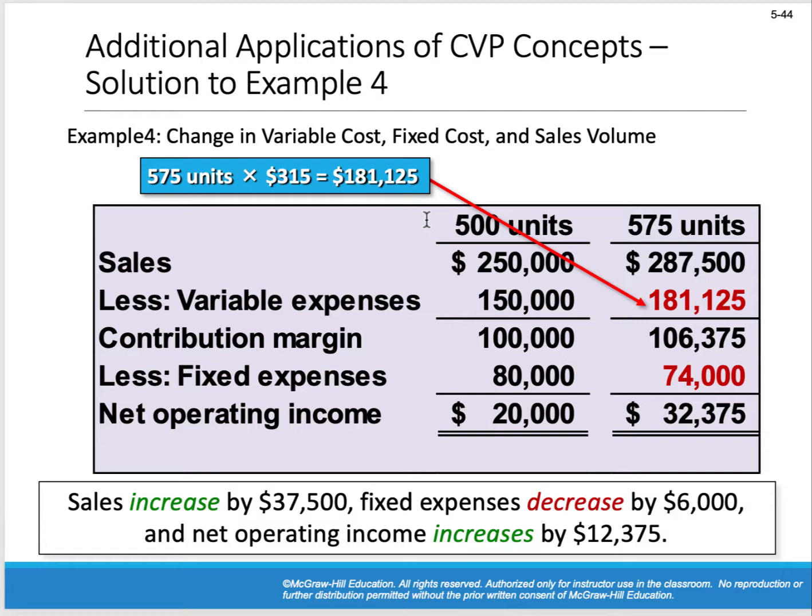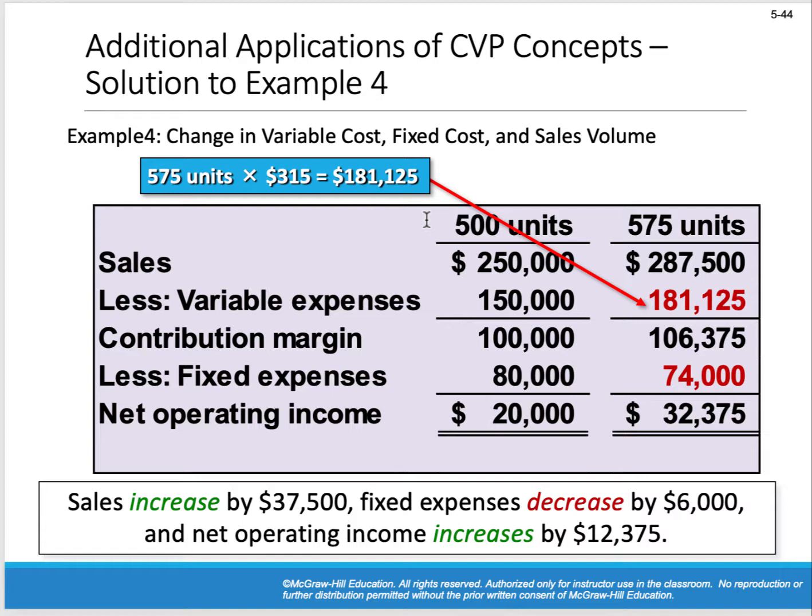Well, first thing we need to do is calculate sales. How do I calculate my sales? Quantity times the unit selling price. What's the quantity? New quantity is 575 units. Selling price is still $500 per bike. That gives me a total sales volume of $287,500. I now need to calculate my variable expenses.